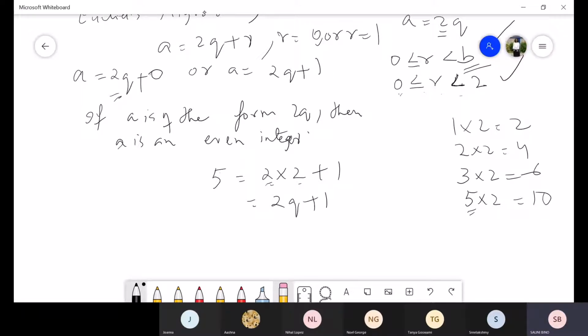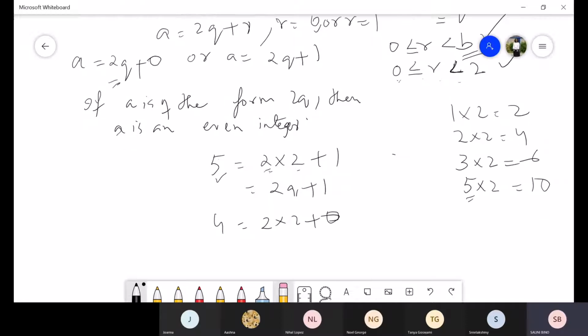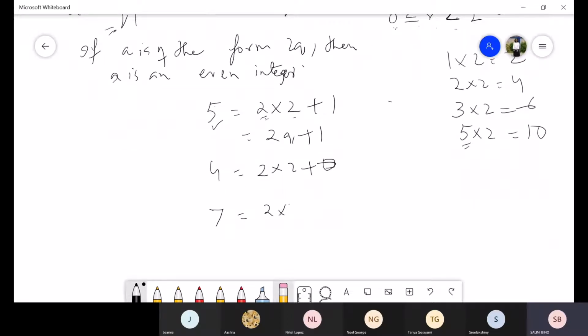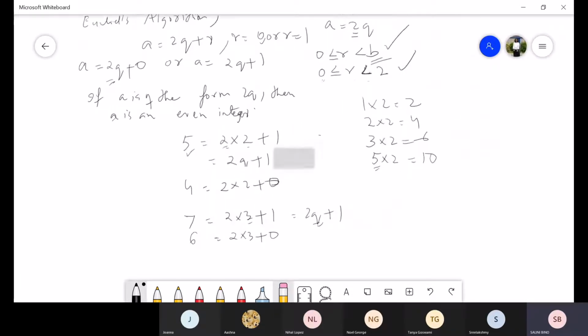You take any other odd integer, you can write it as 2 into 2 plus 1. Take 7, you can write 2 into 3 plus 1. So that is why we say this is equal to 2Q plus 1, where Q is 3. And if you take 6, you can write 2 into 3 plus 0. So a positive integer can be either even or odd. Therefore any positive integer is of the form 2Q or 2Q plus 1.